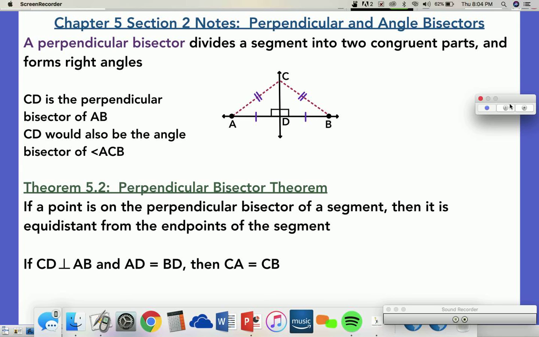So if a point is on a perpendicular bisector of a segment, then it's equidistant, so equal distance from the endpoints of the segment. They're saying if CD is perpendicular to AB, then AD equals BD and CB equals CA, which is stated right there. So if you have a perpendicular bisector, the sides and the bases of the triangle parts will be congruent.